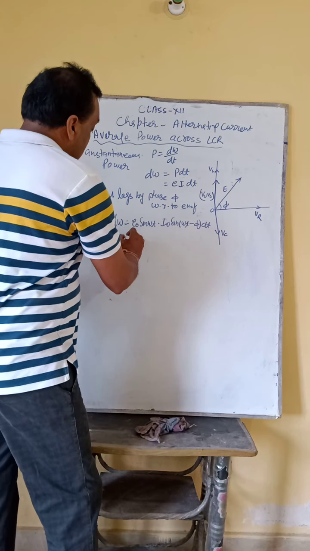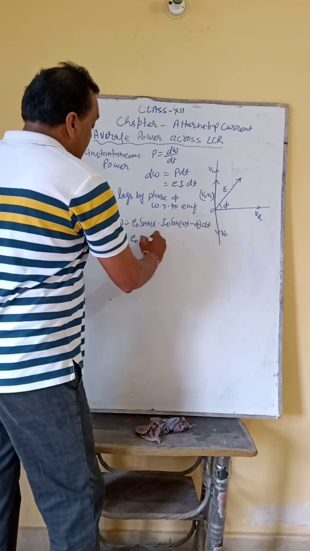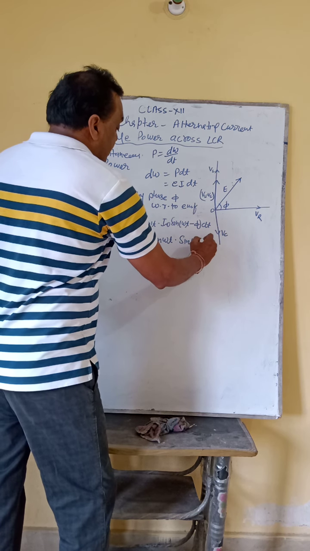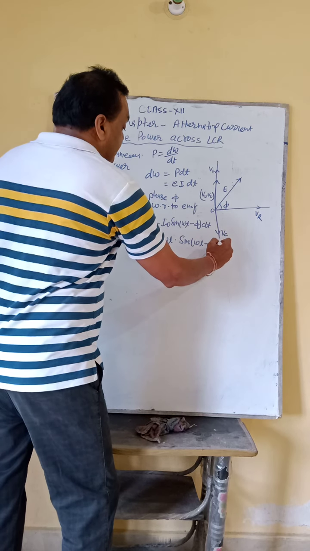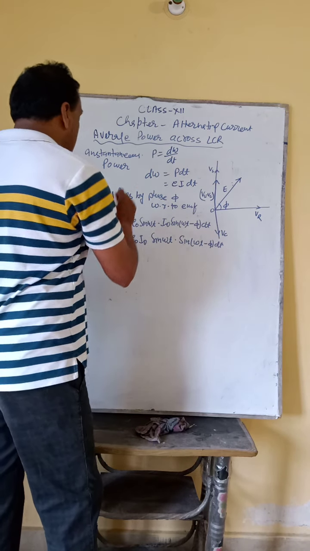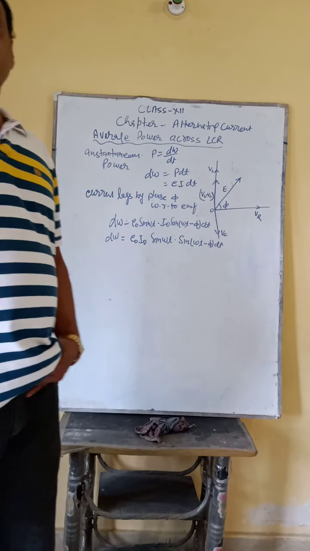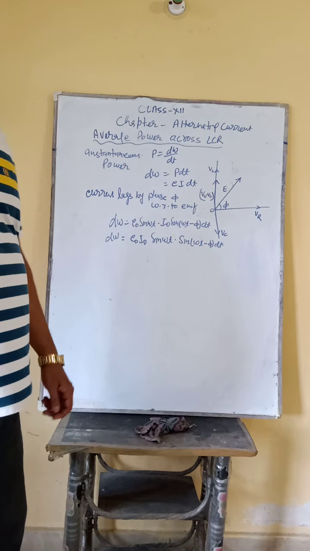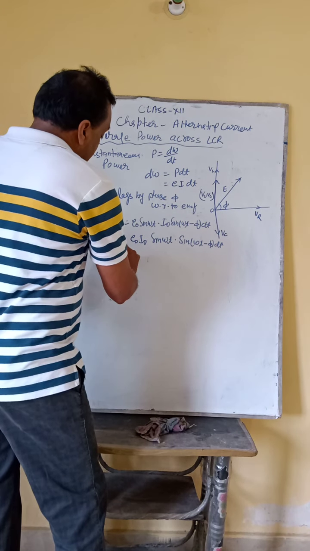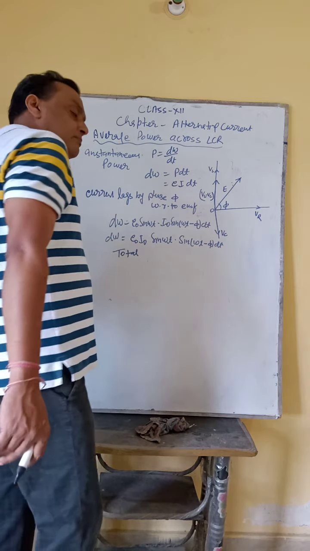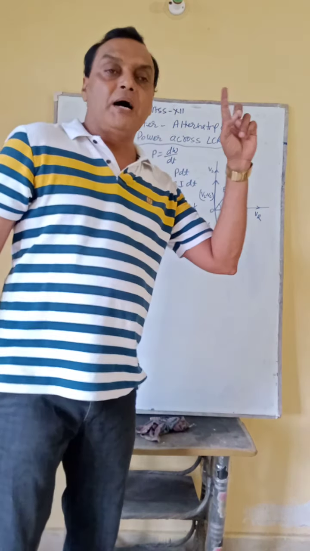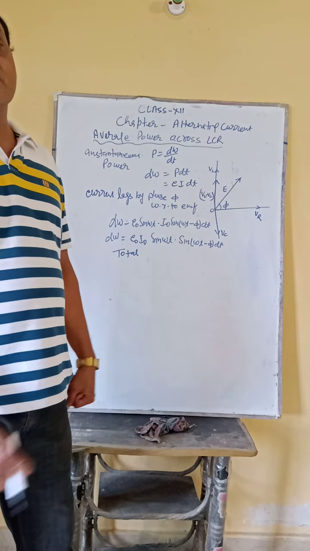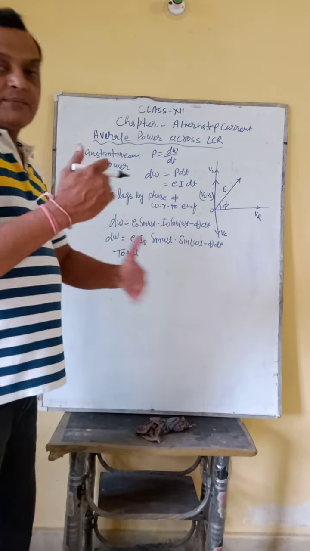So what will be there: E naught I naught sin omega t sin (omega t minus phi) dt. This is the small work done. Now you have to find the total work done, which will be for the complete cycle. The process for total work done is the same whenever you see the video of power across inductor and power across capacitor, the same process is applied.